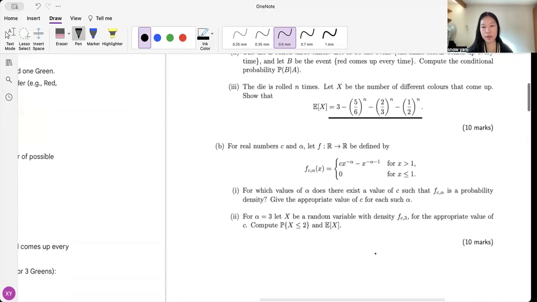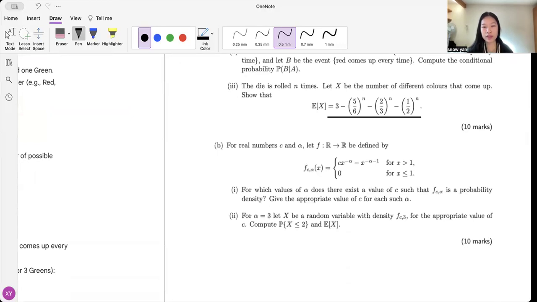Okay, moving on, part B. For real numbers C and alpha, let f be defined by this probability density function. Okay, so if x is smaller than or equal to 1, we have nothing. And if it's greater, it's this thing. Part 1. For which values of alpha does there exist a value of C such that this is a probability density? Give the appropriate value of C for each such alpha.